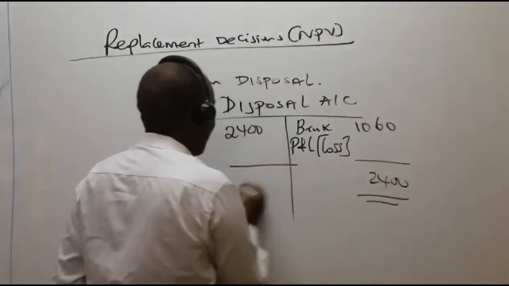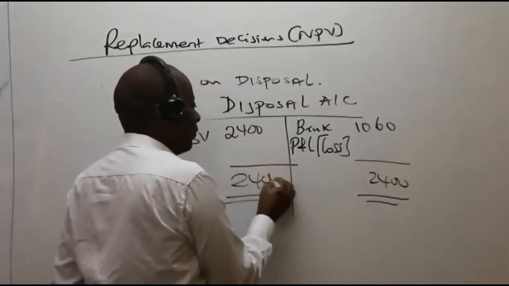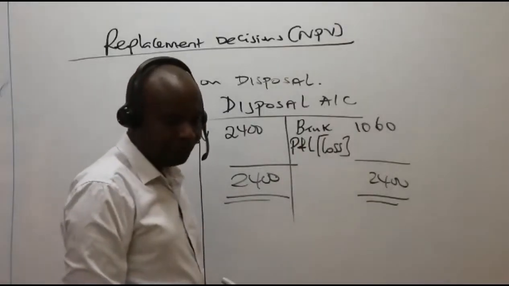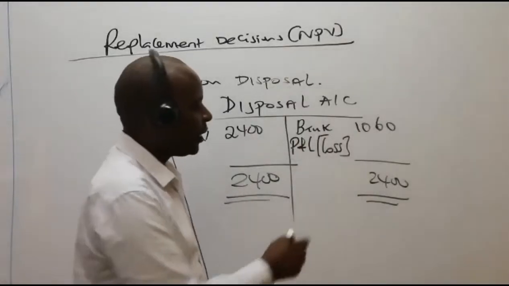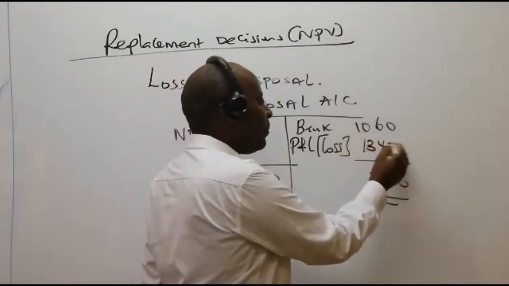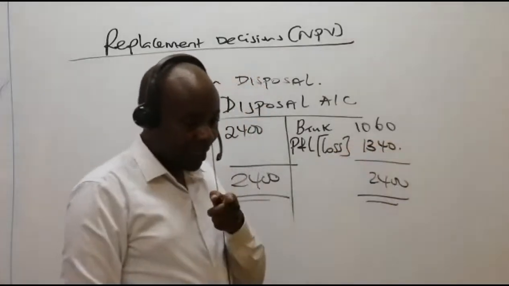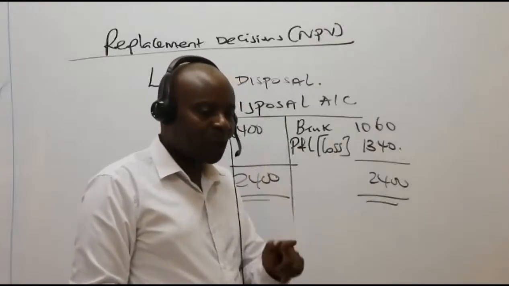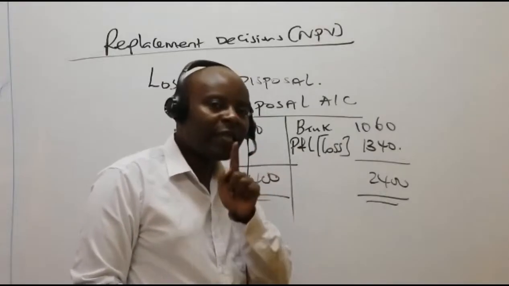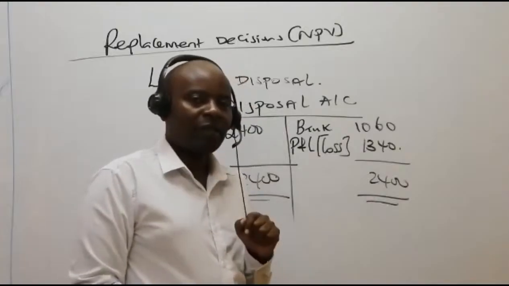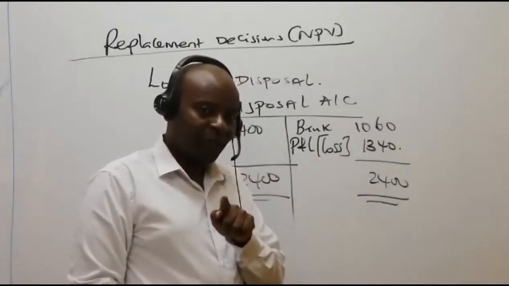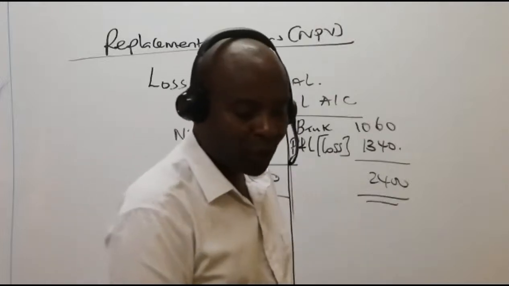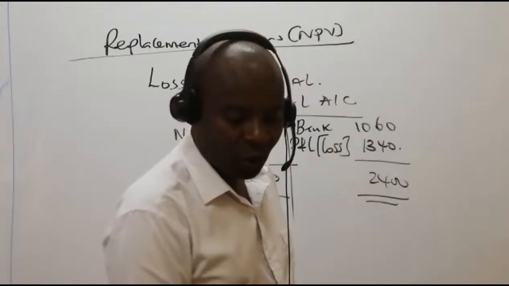2,400 is the bigger value. So what is 2,400 minus 1060? Somebody tell us the figure here. 1340. You can see the mistake that Nelly has already done up there. Nelly takes the proceeds. Disposal proceeds are not the same as scrap value. The examiner will always tell you the disposal proceeds. Those are two different things.